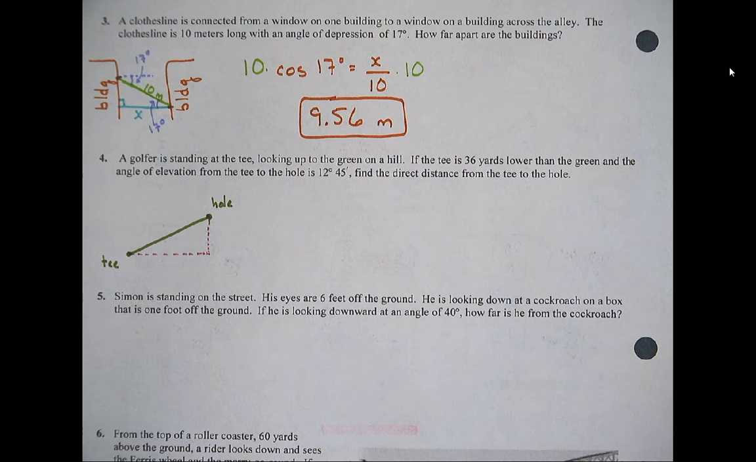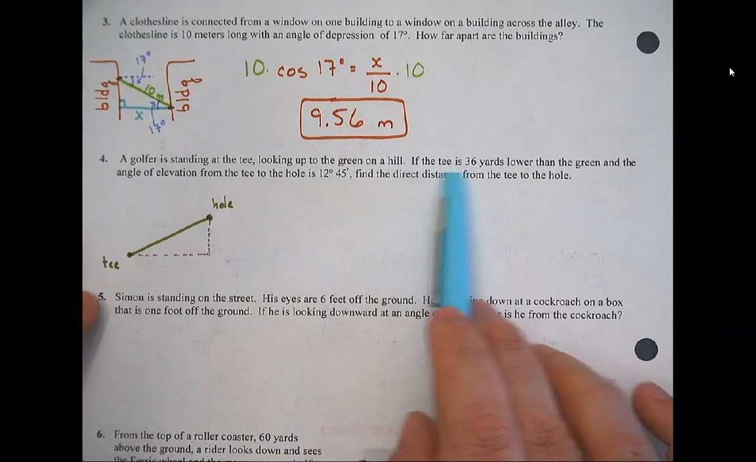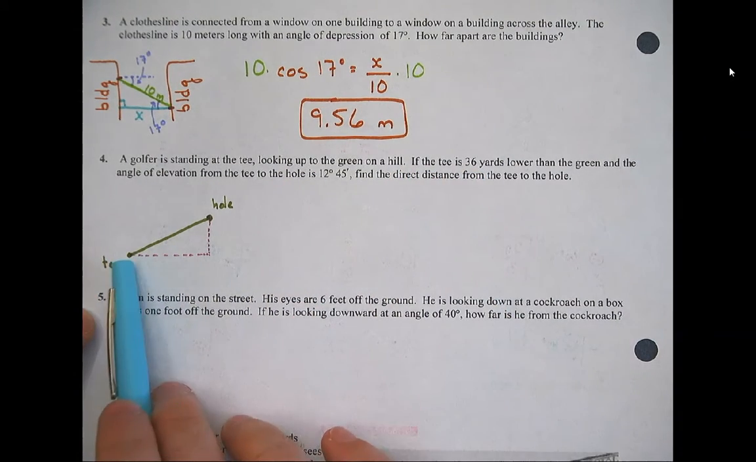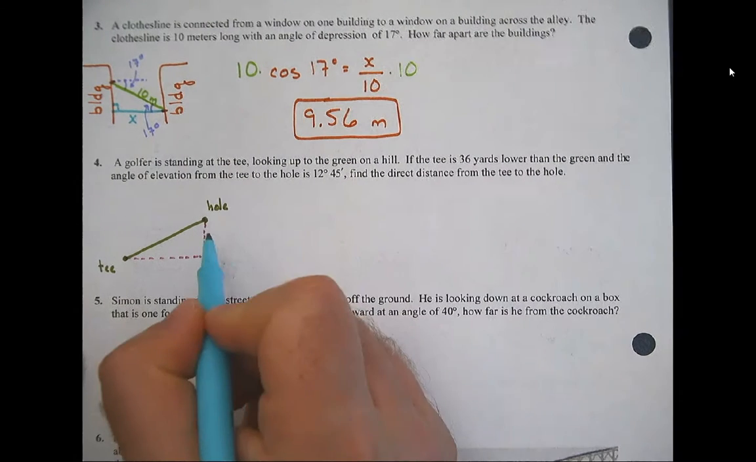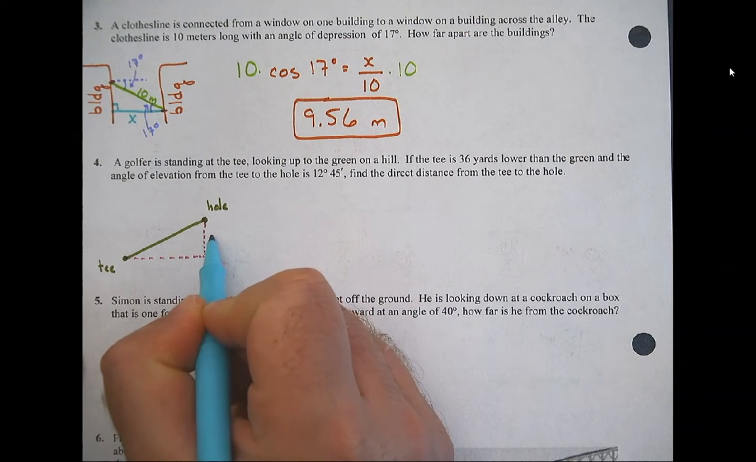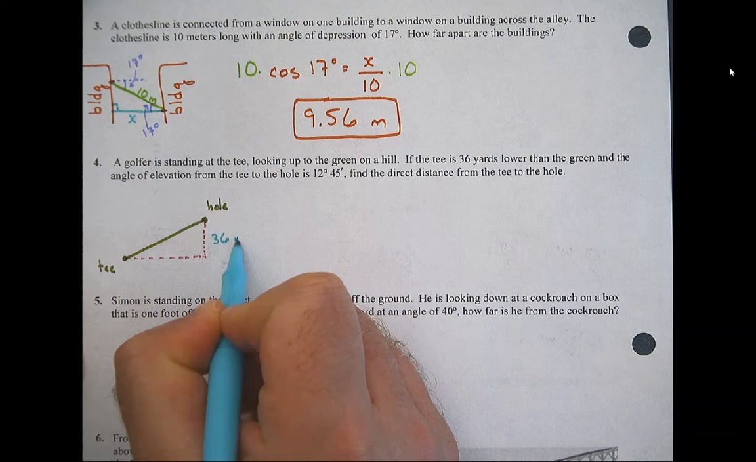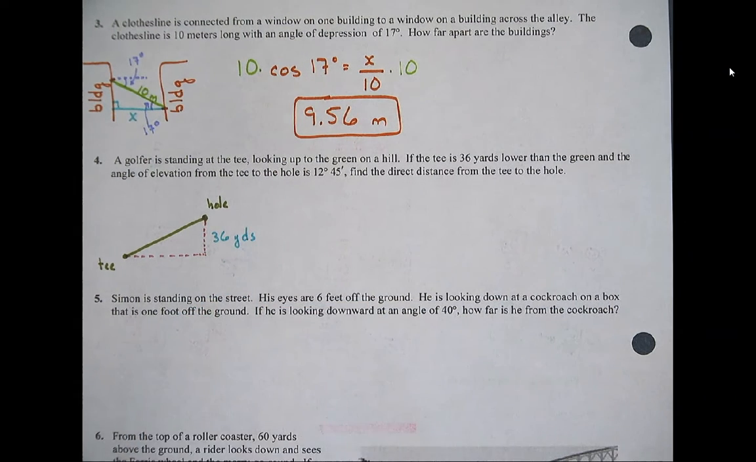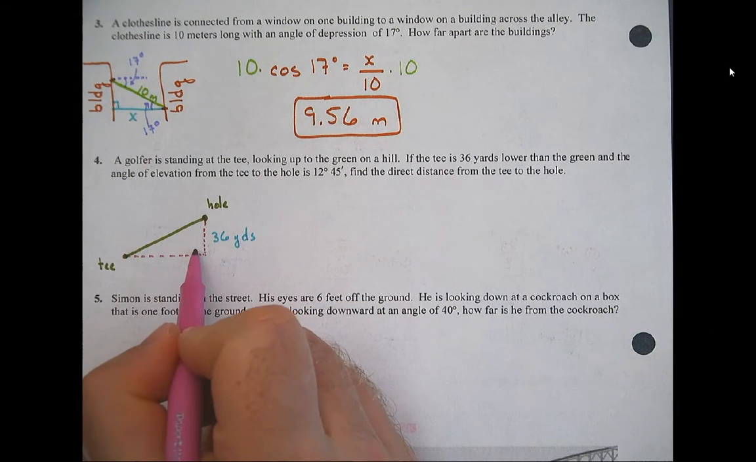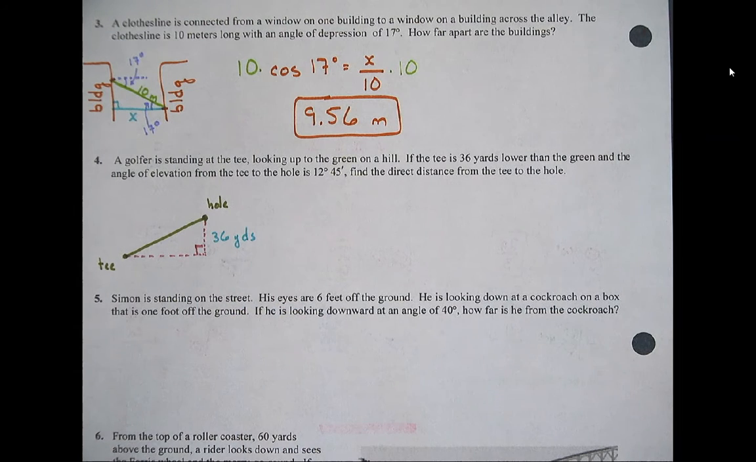So now I can start to add some numbers. So let's see what numbers we could add to this guy. Golfer standing at the tee looking up, there's 36 yards lower. So the tee box is 36 lower than the hole, so 36 yards would go here. By the way, when I drew this triangle, what kind of triangle did this turn out to be? That's a right triangle. That's important so that I can apply my trig.